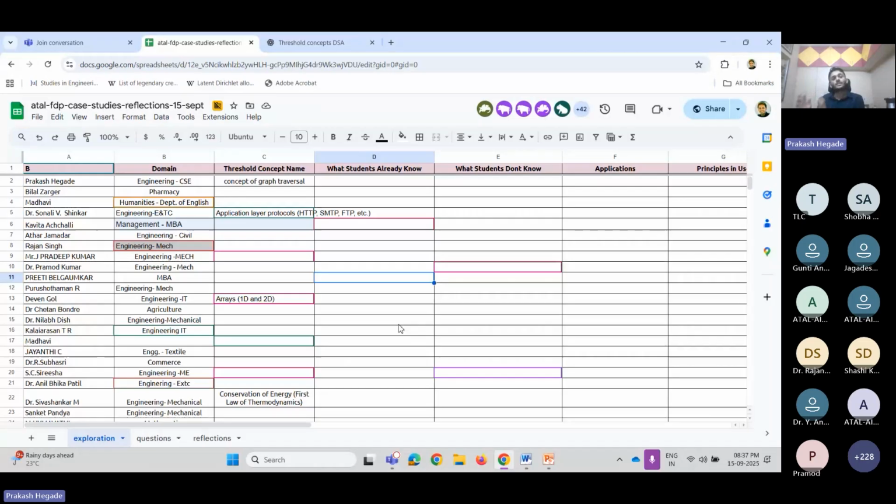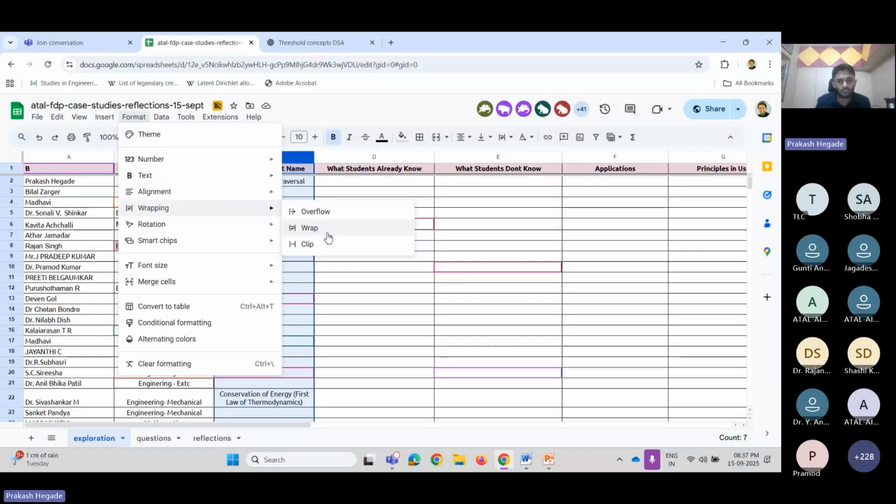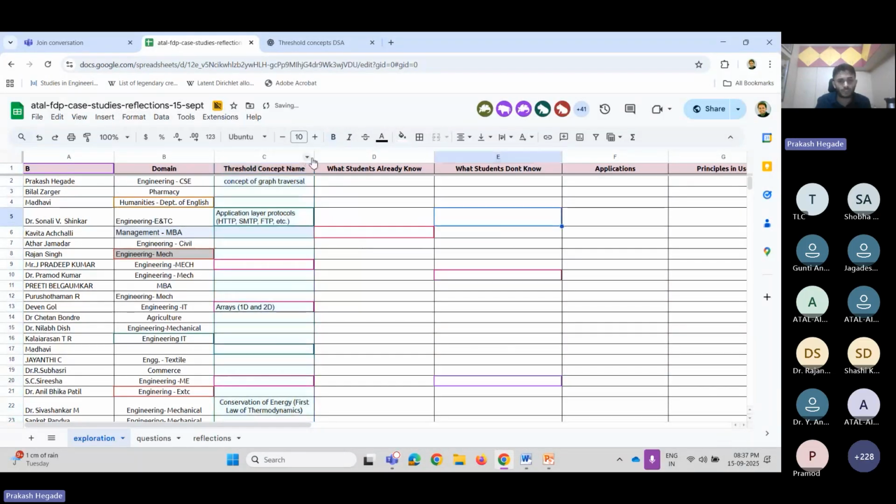I just took the concept of graph traversal and then I made it as a threshold concept because I want to generate a case study on this part now. And that's exactly what we're going to do as well. Okay, so let me go ahead and edit this a little so that we have our wrapping done there. It will be much clearer for all of us.